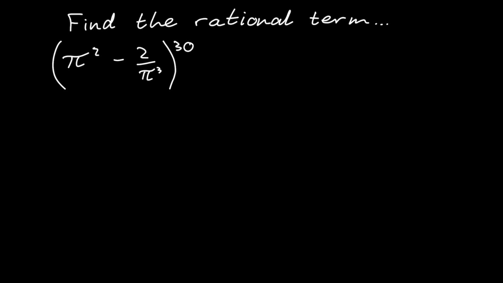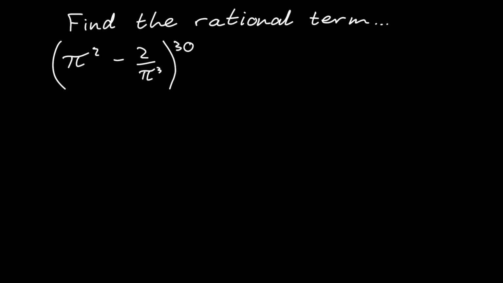Now, I don't blame you if you're thinking, where is this rational term? Because you're looking at this and you're thinking, well, this pi is not rational, this term is not rational, and how on earth can I expand this when it's to the power of 30 to find a rational term? And if you're thinking any of these things, don't worry, because I'll walk you through the solution right now. There's a neat little trick that'll help.